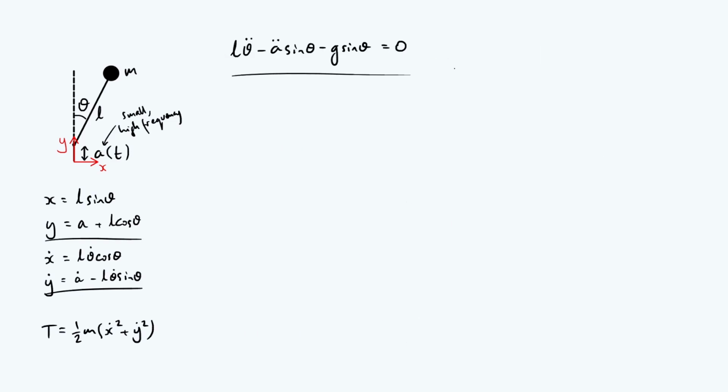So here's the result of all our hard work so far. This is, by the way, a completely exact general equation of motion. We haven't made any assumptions about small quantities or anything, or even about the form of A as a function of time. A in that equation could be anything.